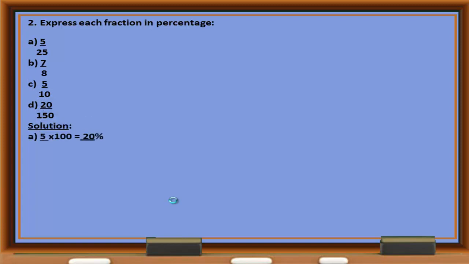Solution. 5 over 25 times 100. When we multiply by 100, we are changing to percentage. It will be 20%. B. 7 over 8 times 100 is 87.5%.